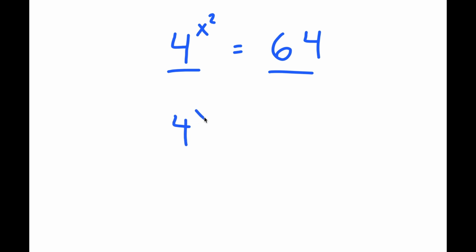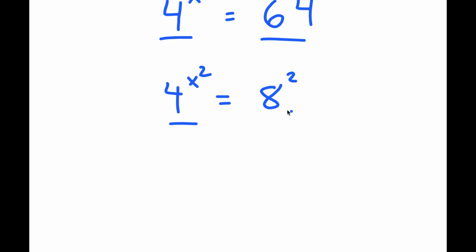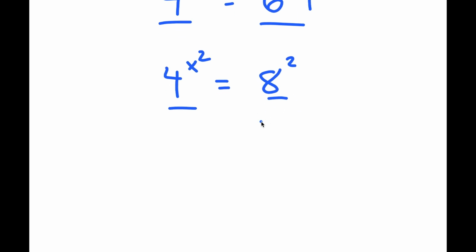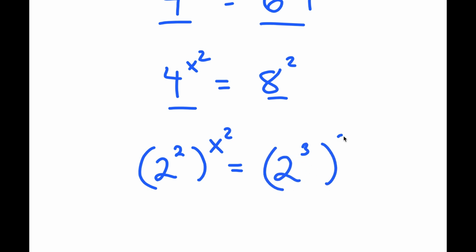So what I'm going to do is rewrite 64, because 64 is the same thing as 8 squared. And now, how are 4 and 8 related? Well, what's the common base between them? 4 is the same thing as 2 squared, and 8 is the same thing as 2 to the power of 3. So now we have the same bases.